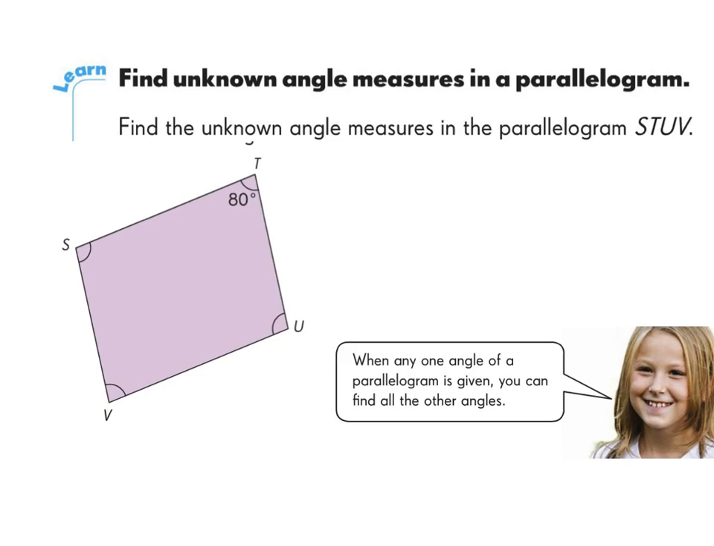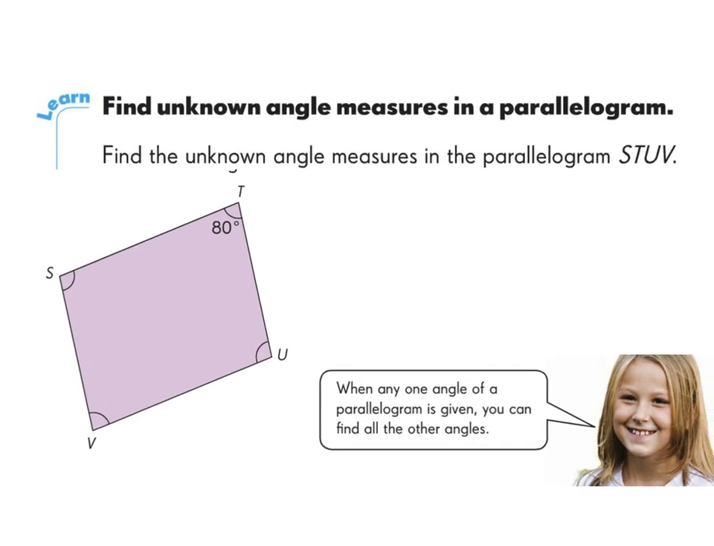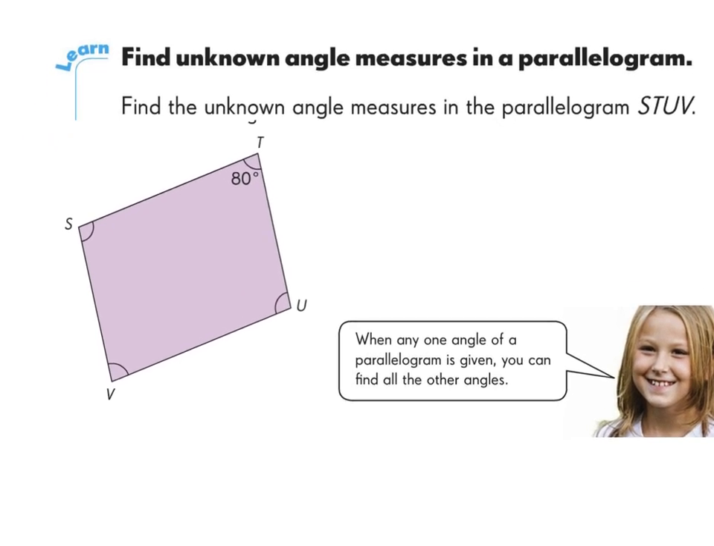So here we know angle T is 80 degrees. What's the other one that's 80 degrees? The opposite one, which is what? S, V, or U? If you are thinking V, you are correct. Okay, and now how do we find angles S and U?